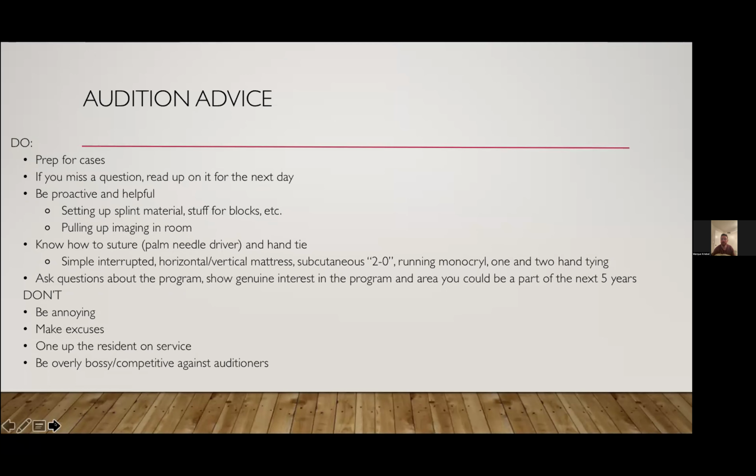Be proactive and helpful, helping set up splint material. It's tough when you first start because you may have never seen a splint be put on or how to roll out a splint. But as you progress through more and more auditions or more and more weeks at the same location, and you learn where splint material is, try to think ahead and start gathering supplies. If you have access to an EMR, or depending on your audition, if they give you access, pulling up imaging in the room, either before a reduction or before a case, is super helpful.